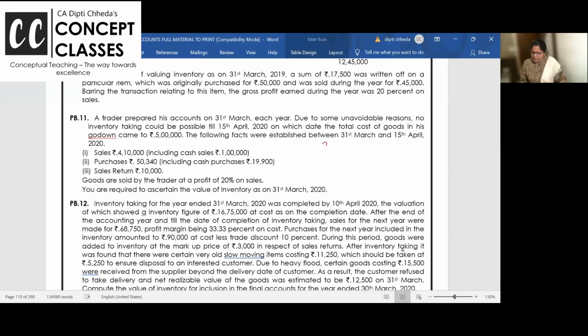Yeah, read the problem with me. So 31st March to 15th April, you did the stock on 15th. There was some sale. So that sale is not there on 15th, but it was there on 31st. So what will you do? Add back. But not the sale value, you will add back it at cost.